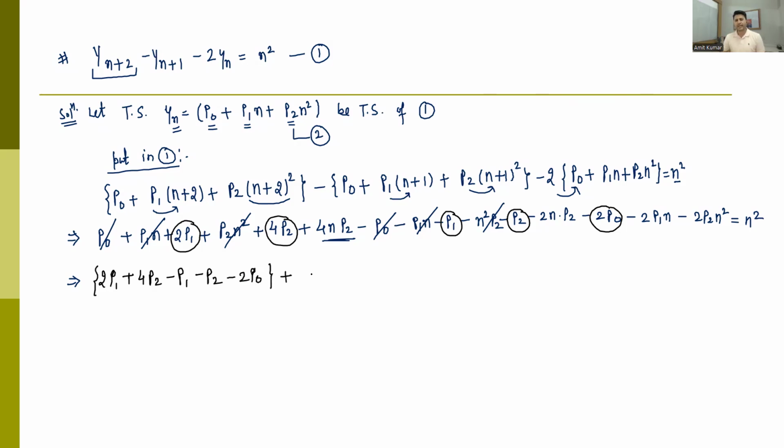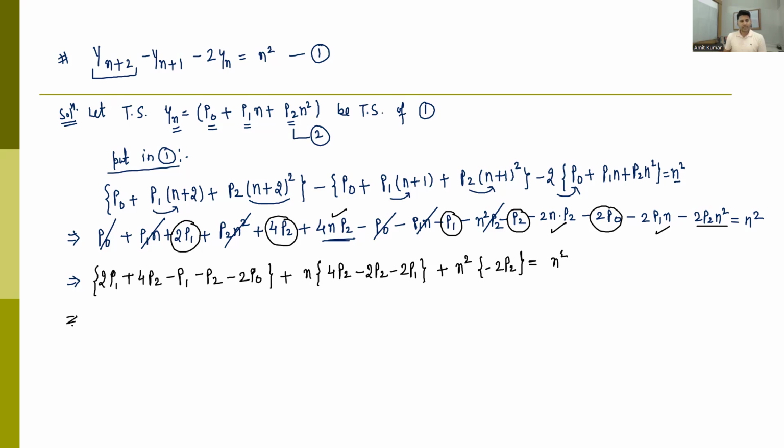Now the coefficients of n. The terms which are having n with them. N is common, so 4 times P2. And this is a term having n, so minus 2 times P2. And this is a term having n, minus twice of P1. So these are the terms which are having n. Now the terms which are having n square. So let us see n square terms. Only one term is left with n square: minus twice of P2 times n square.